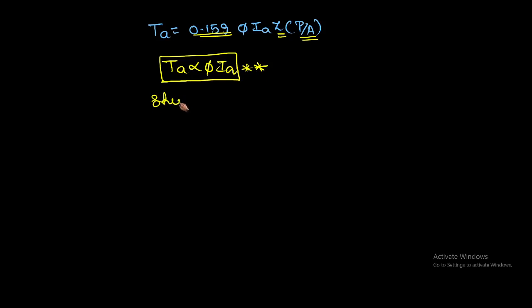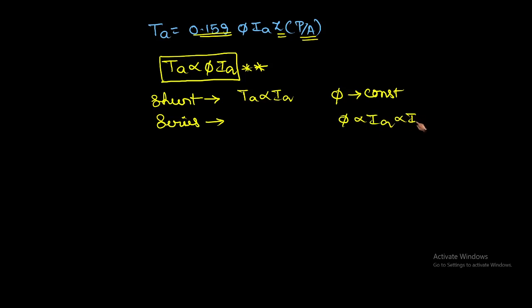I will explain the shunt motor later. In the case of a shunt motor, the flux is constant, so armature torque will be proportional to only armature current. In the case of a series motor, what will happen? The flux is proportional to armature current only, because all are equal to the series field current. So armature torque will be proportional to Ia square. Based on this, for different applications we are going to use either a shunt motor or a series motor. Very important relation you have to remember.